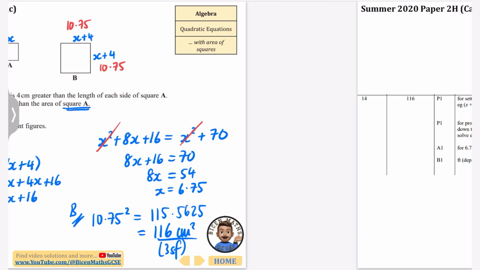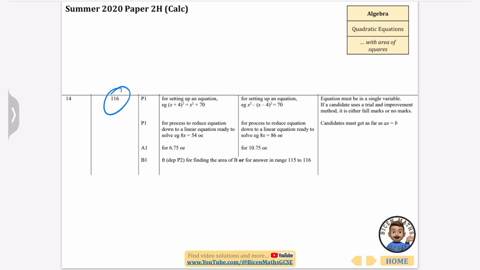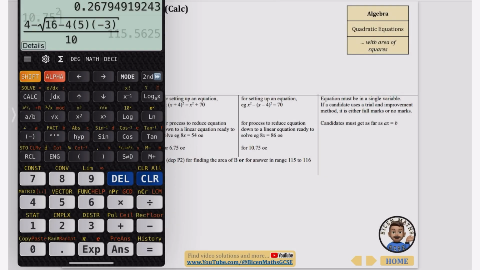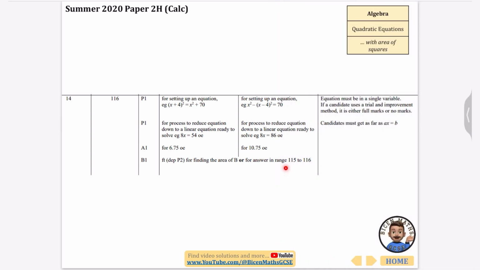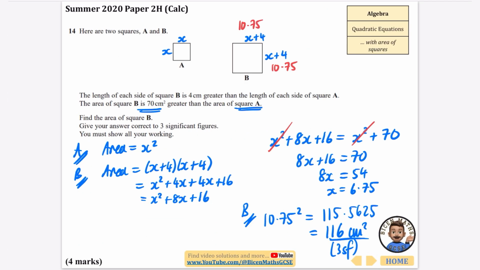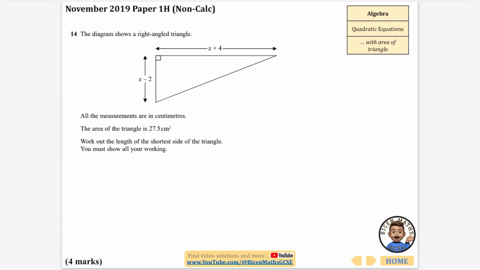Let's double check we've got this right. Good, we've got the 116 that was there and the mark scheme in case you want to pause it and check that you've got the same sorts of things and where the marks are actually coming from. But I sometimes find these are a bit difficult to read, which is why I wanted to make sure you had these to look at too.